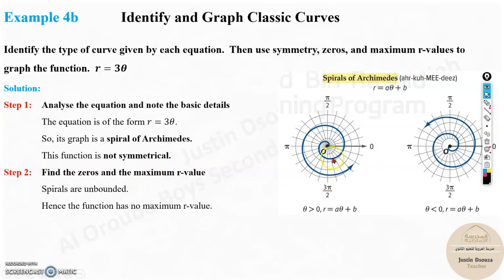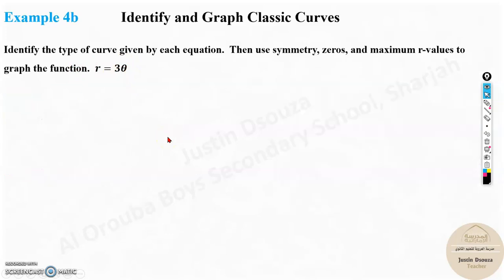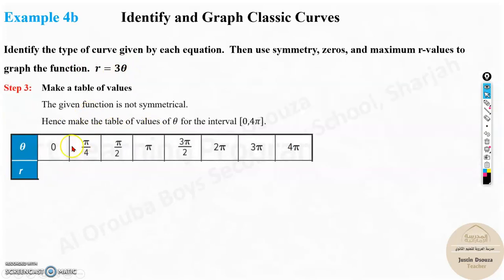Now look over here. Does it have a maximum value? No. It just keeps on going, isn't it? So there is no maximum value. You can't bound this, it just keeps on going till infinity, so this has no maximum value. This is very important. But the zero is there at pi by 2. Now how we can do this is substitute over here, make the table of values, you'll come to know.